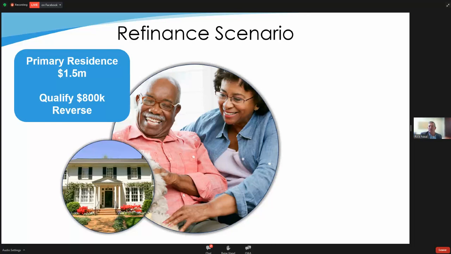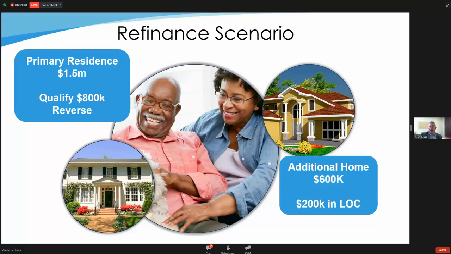So their home value is $1.5 million, and they qualify for $800,000 after the mandatory obligations. So they find an additional home for $600,000, which means they still have $200,000 remaining in proceeds, and they can utilize those proceeds in those previously mentioned cash options. So bottom line, real estate professionals will earn a commission on the purchase of the new home, in addition to some really happy customers.